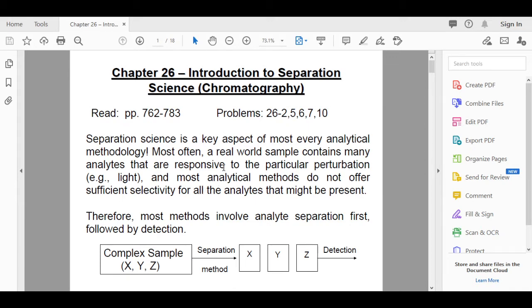So to move forward, we are here with introduction to separation science. That means we will learn the various techniques of separation science regarding the solvent extraction process, the chromatographic process and various other techniques, the ion exchange process. These are the processes of separation. So we should go with the introduction first of all.